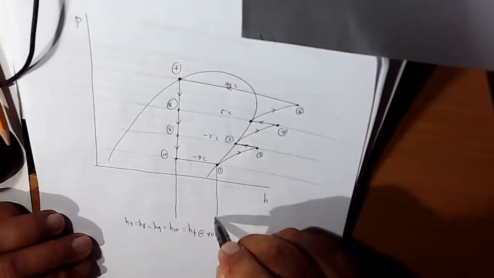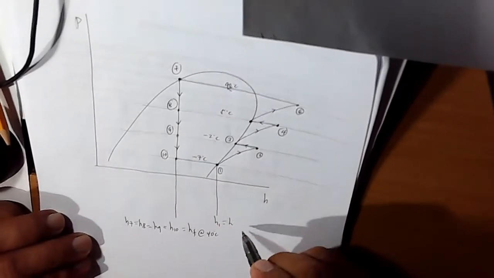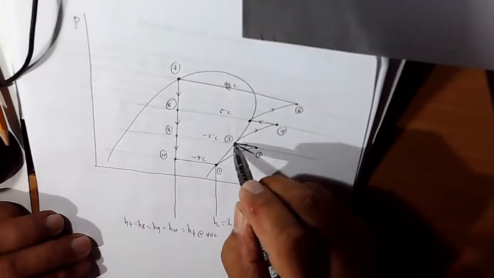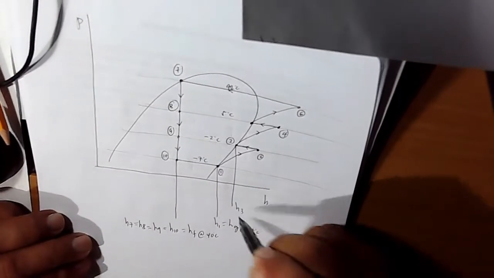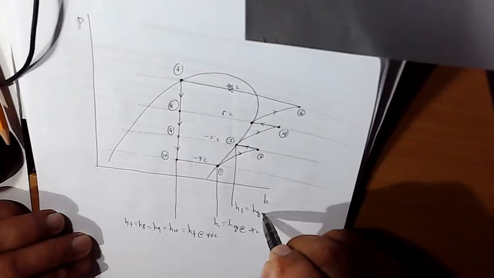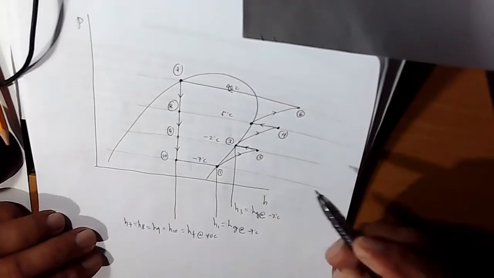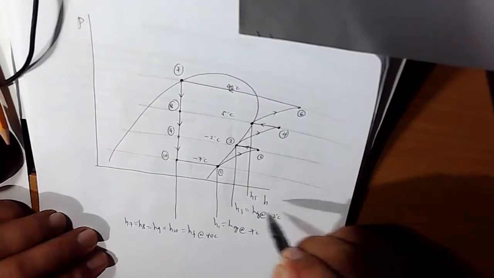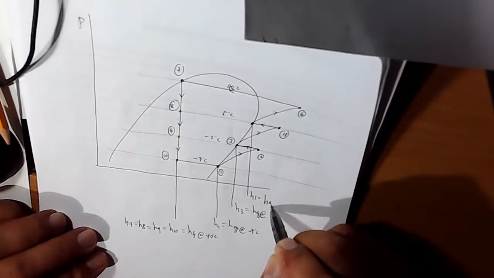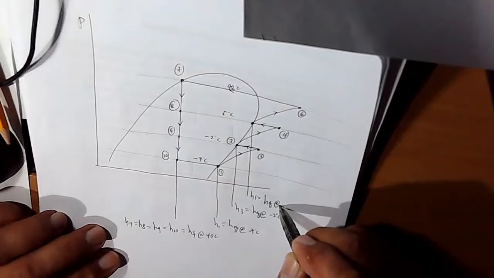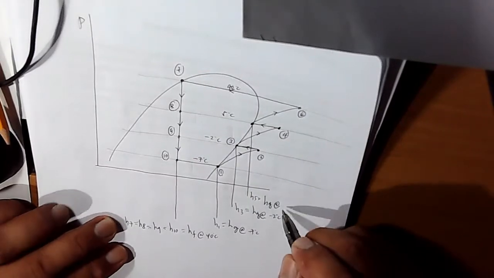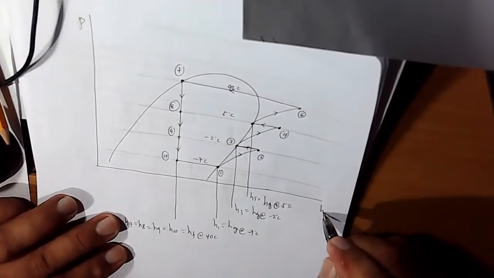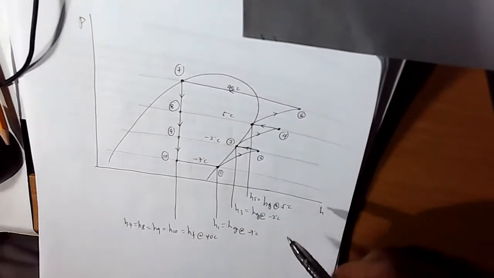This one, of course, H1 is equal to HG at -7 degrees. H3 is equal to HG at -2 degrees. H5 is equal to HG at 5 degrees Celsius. You extend this line. Okay, so you have all the enthalpies.